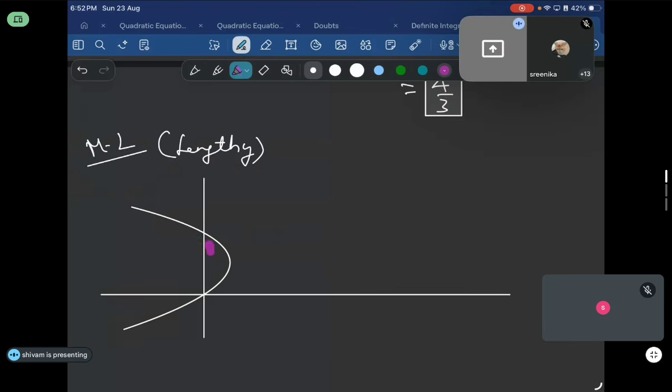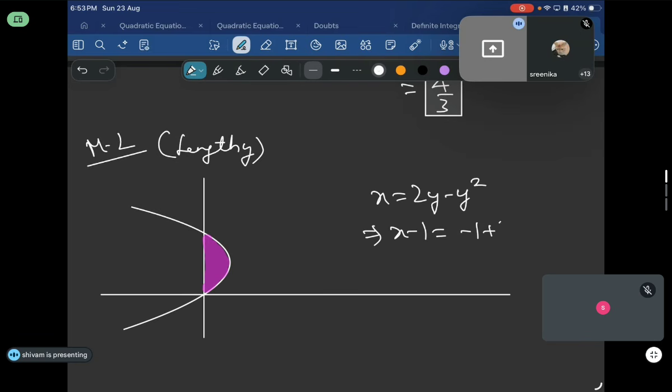Okay, I need to find out this area. If I want to take the vertical strip, x equals 2y minus y square, right? So what you do is you make perfect squares. On the right hand side, I'll subtract 1. So x minus 1 will be equal to minus 1 plus 2y minus y square. So I am getting x minus 1 is equal to minus of y minus 1 whole square.